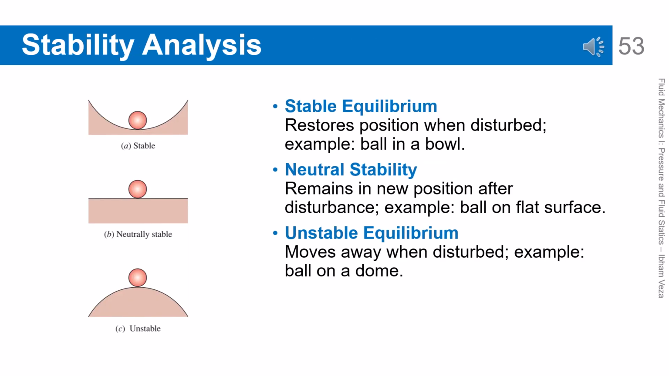Stability analysis. Stability of a system can be classified as stable, neutral, or unstable. In stable equilibrium, the system returns to its original position after a small disturbance. In neutral equilibrium, the system stays in its new position after being disturbed. In unstable equilibrium, the system moves further away from its original position. This concept is widely used in mechanics and structural analysis.